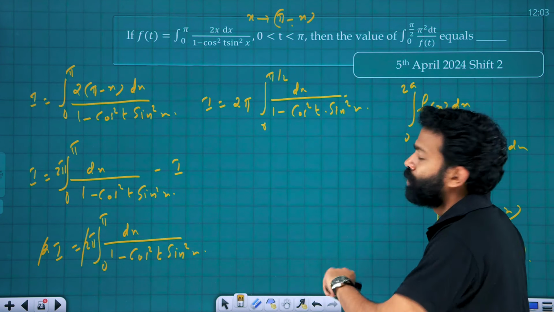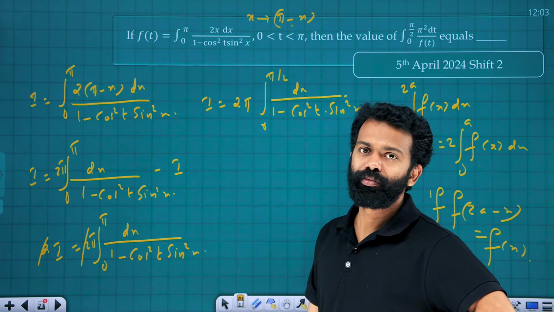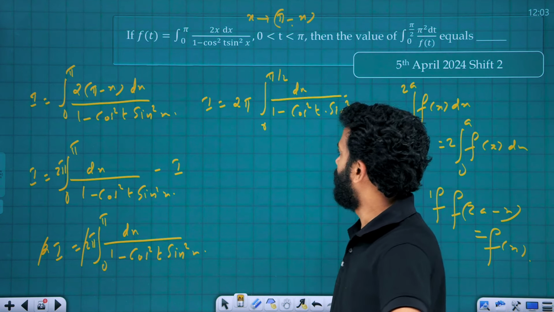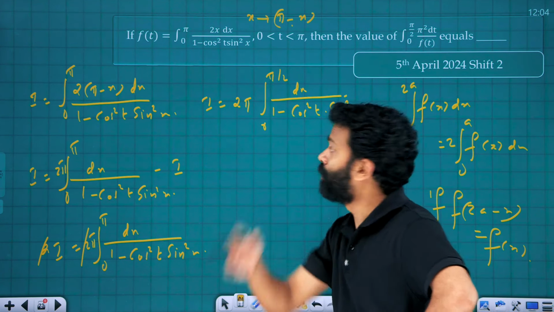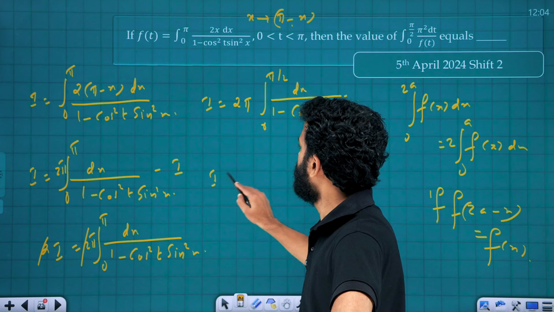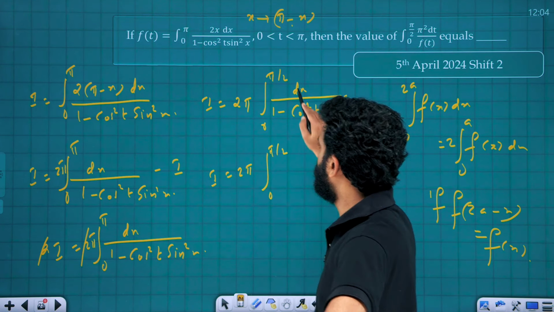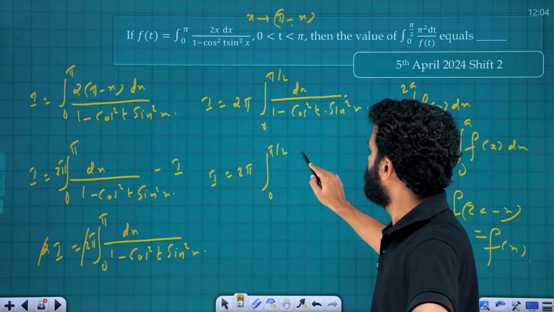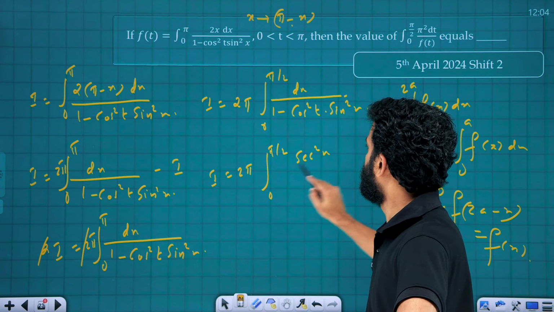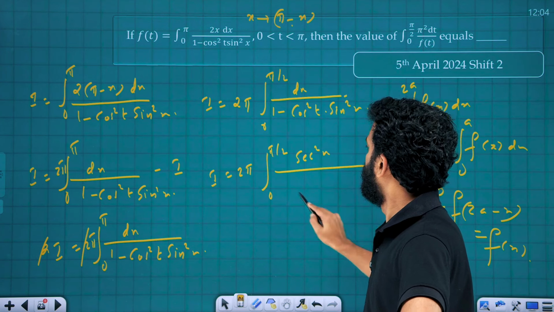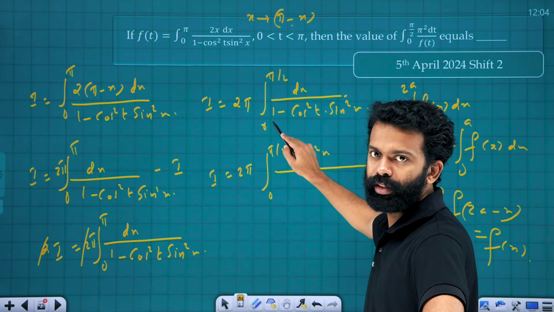Okay. So, yeah, what will you do? Divide numerator and denominator with cos square x. It will be better. Therefore, it will be I is equal to 2 pi into integral 0 to pi by 2. If you divide here with cos square x, you will get sec square x divided by, this will be 1 by cos square x, that is sec square x.